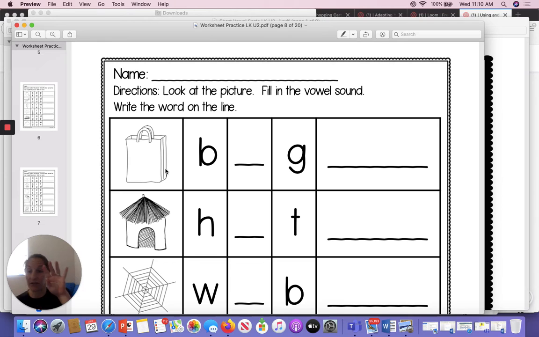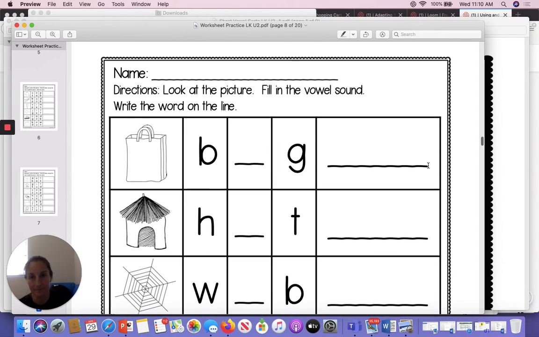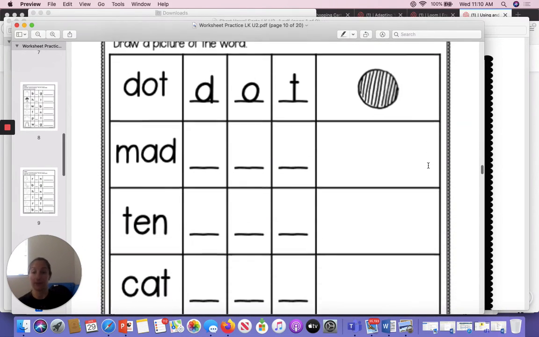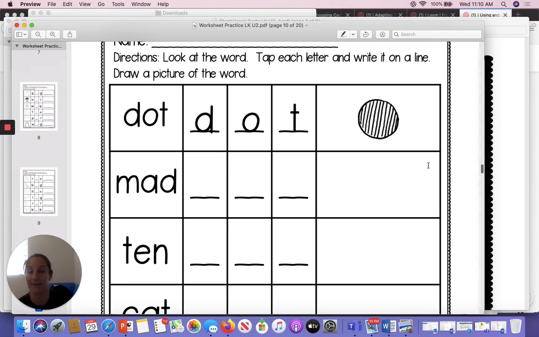Then you can still use your fingers and you can tap it out. B-a-g, bag. So that middle sound, b-a, which vowel says ah? A says ah. And in this line, you would write the A, and then you would have the student write the entire word over here. Again, same as before, if your student cannot write by themselves, you can write with a highlighter and have them trace.